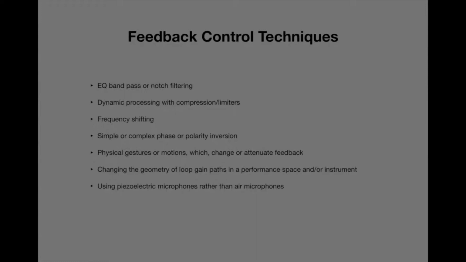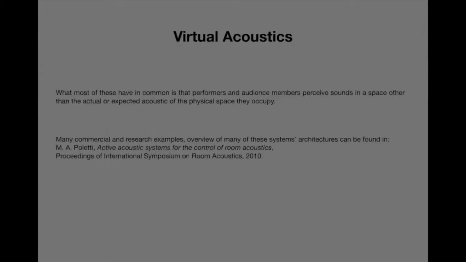Given that virtual acoustic systems require many microphones and speakers to operate in close proximity, similar ways must be found of suppressing the many potential loop gain pairings. Therefore, the architecture of typical virtual acoustic systems could allow for feedback to be dynamically turned on and off during a performance. When using virtual acoustic systems, the audience and performers have the sense that they are hearing sounds in a space other than the actual or the expected acoustic of the physical space they occupy.